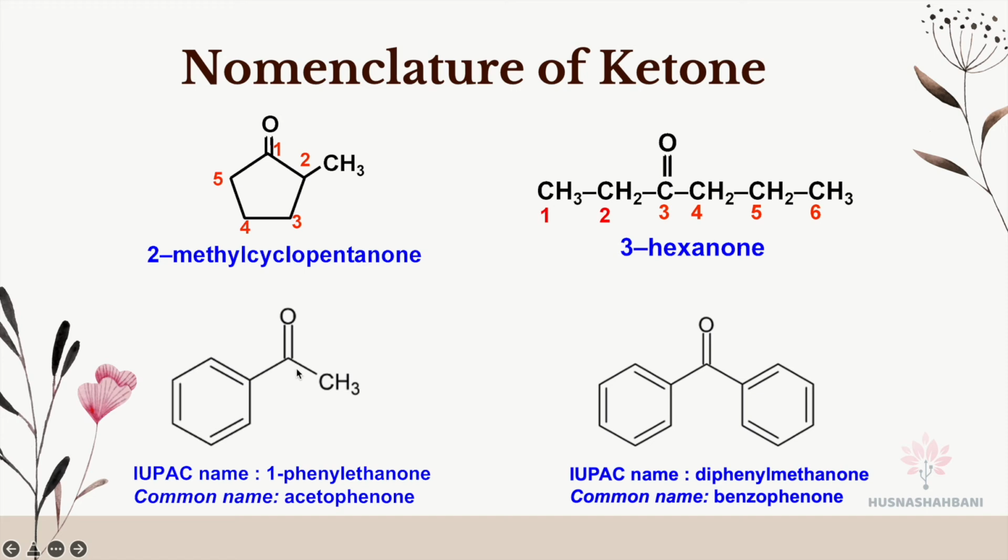This one is 1-phenylethanone. The parent is the ketone here, 2 carbons in total, compared to this benzene ring. The benzene ring becomes a substituent because this straight chain carbon has the functional group ketone. So the position of the substituent is at carbon number 1. So the IUPAC name for this compound is 1-phenylethanone. The common name for this compound is acetophenone.